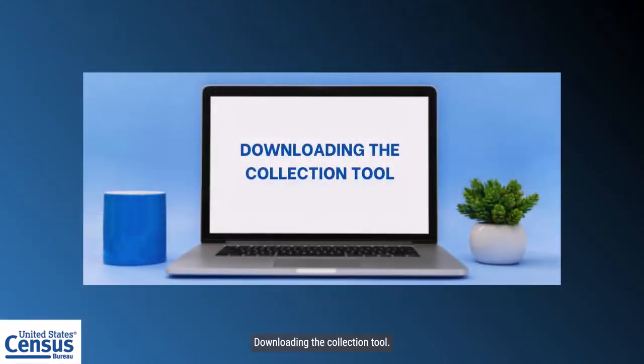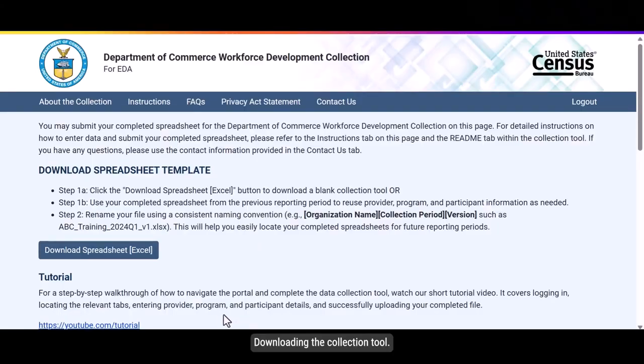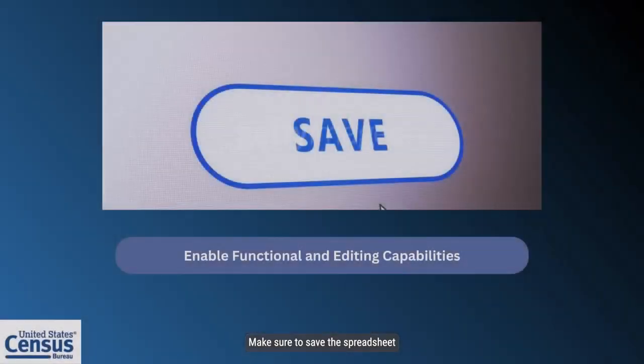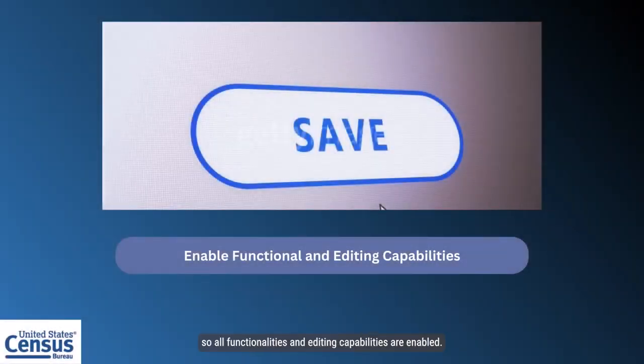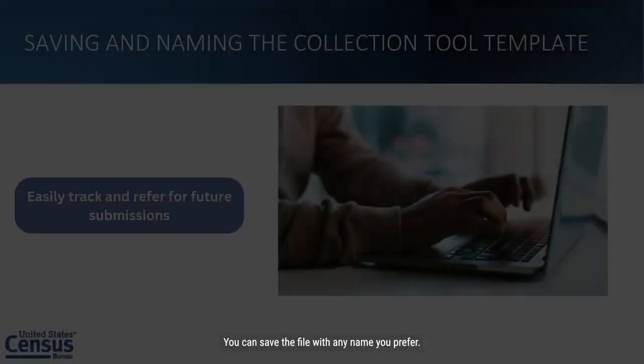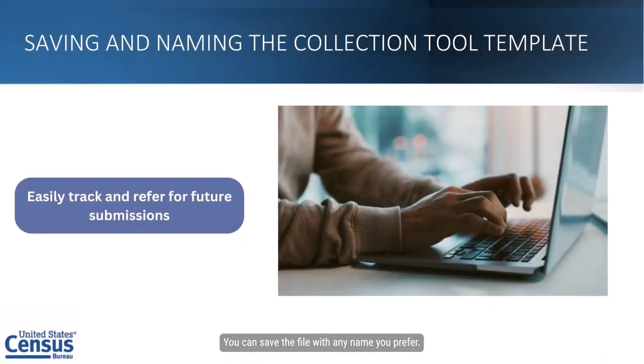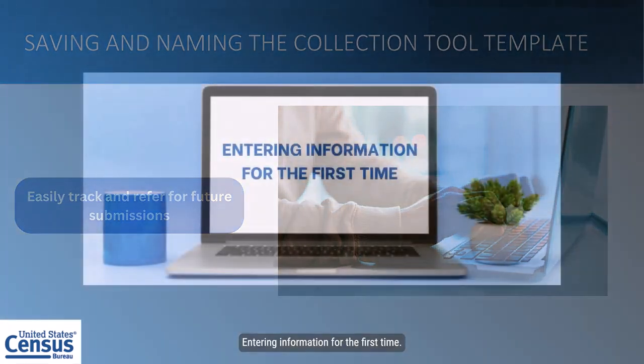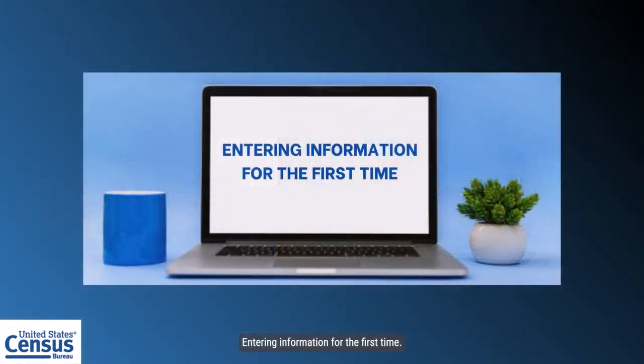Downloading the collection tool. If this is your first time submitting, you can download the collection tool by clicking the Download Spreadsheet button on the page. Make sure to save the spreadsheet so all functionalities and editing capabilities are enabled. You can save the file with any name you prefer. However, we recommend that you save it under a name that makes it easy to track and refer to once you submit subsequent spreadsheets.